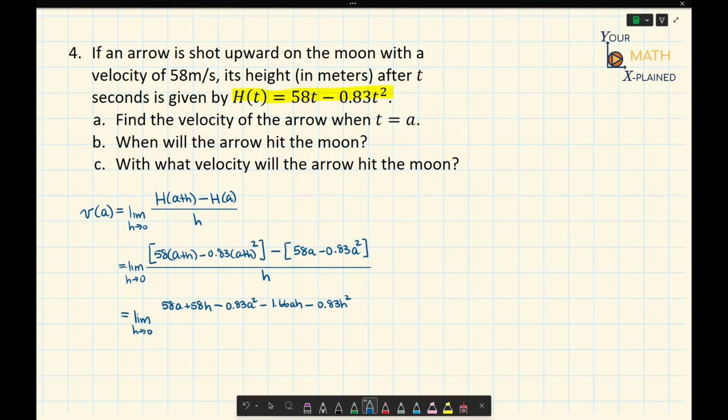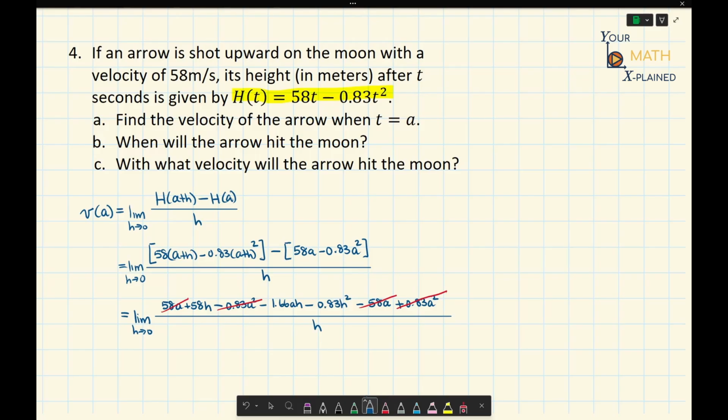And then we're going to subtract 58a, and then we're going to distribute that minus sign. So this ends up being plus 0.83a squared. And this is over lowercase h. And now we can go ahead and cancel out some terms on the top. So we have a 58a minus a 58a. And then we have a negative 0.83a squared and a positive 0.83a squared.